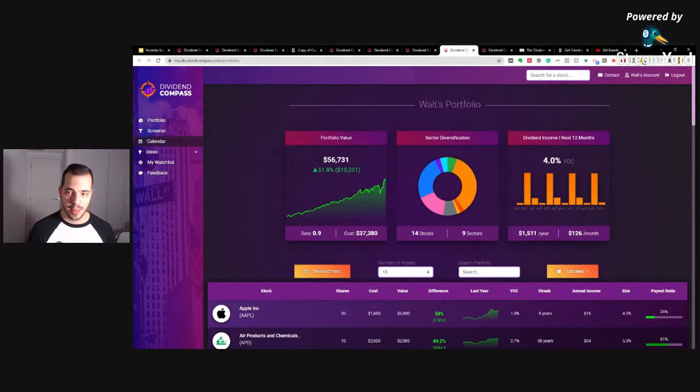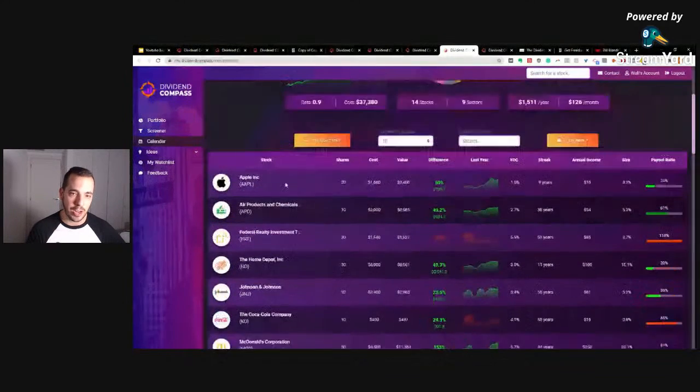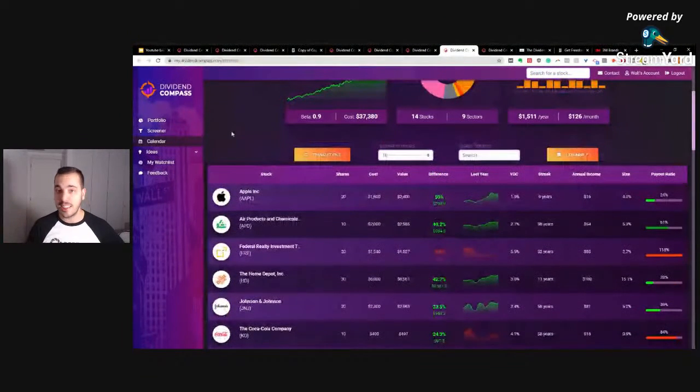And that is the portfolio tracker. This is just a play portfolio. Obviously, my name is not Walt, as you know. Basically, all you have to do is put in your investments. You can upload an Excel file with all your transactions, and it will input that. It will tell you the live price, the live dividend, and the live payout ratio of all of these stocks.